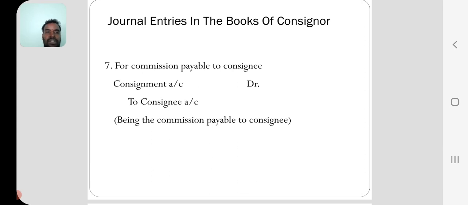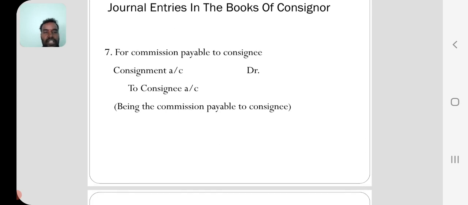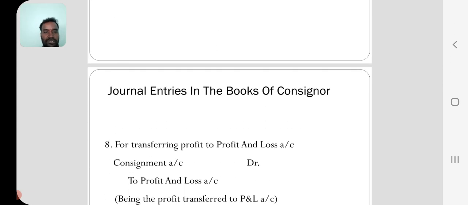For commission payable to consignee, it means consignment account debit to consignee account. So in consignment account debit side, we have to write "to consignee" and write the commission, being the commission payable to consignee. Next, in consignee account credit side, we have to write "by consignment" and what the commission is, how much it is, so we have to mention it there.